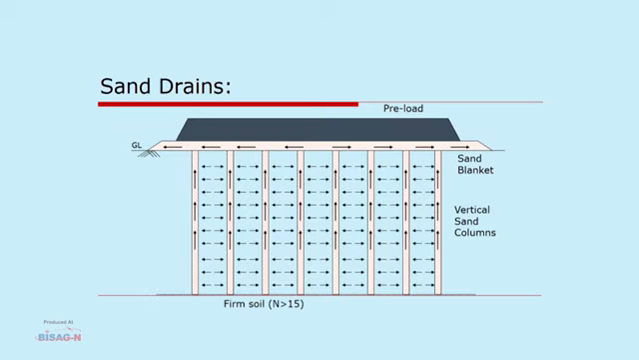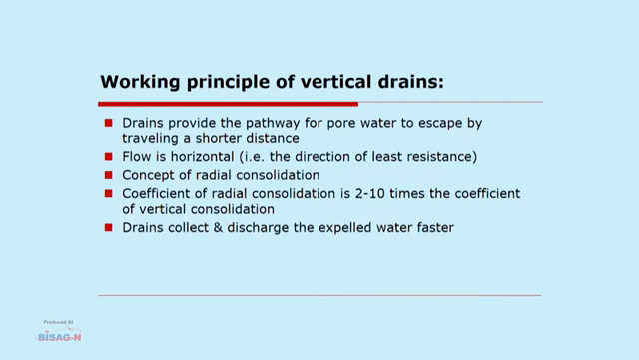This is a diagram of how sand drains, vertical in nature, can be used as a ground improvement technique in pre-compression. In this, you can see the ground level above which the preload is done. The vertical drain displaces the water from within. Working principle of the vertical drain: drains provide the path for pore water to escape by traveling the shortest distance. Flow is horizontal, that is the direction of least resistance.